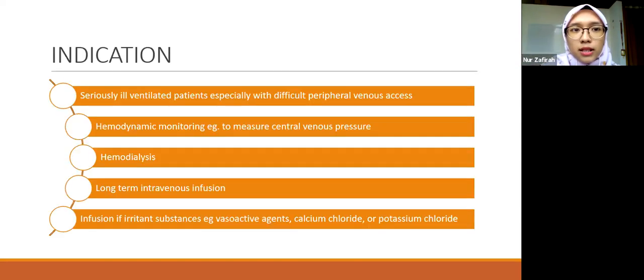So basically what we need to know is the indication of the central venous catheter. It is done for the seriously ill ventilated patient, especially with difficult peripheral venous access. The second one is hemodynamic monitoring, such as measuring the central venous pressure, and then hemodialysis. And then long-term intravenous infusion, such as peripherally inserted catheter, and infusion of irritant substances, such as vasoactive agents, calcium chloride and potassium chloride.